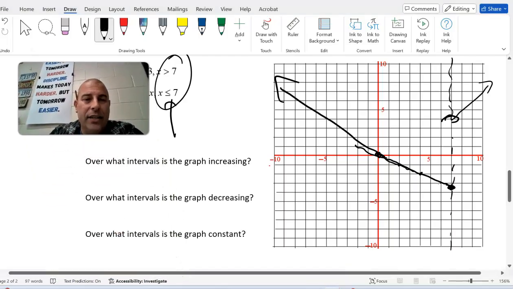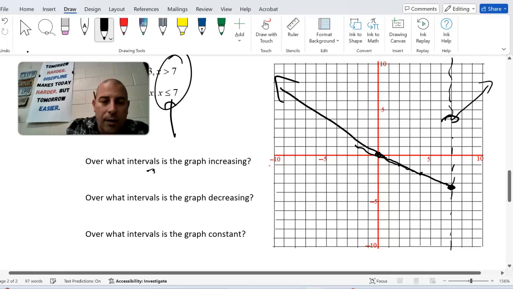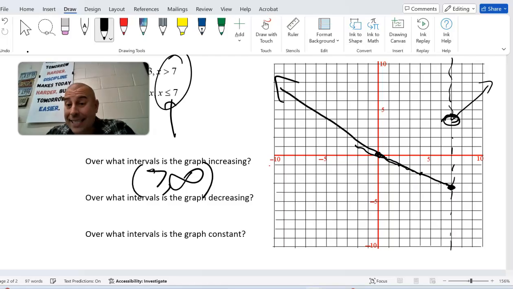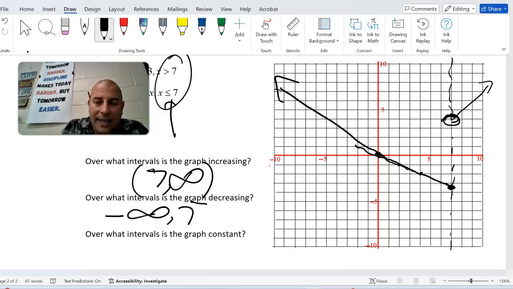Where are we increasing at? Well, we are increasing right over here on this far right side, because as we go left to right, the graph is going up. So that's going to be from 7 to infinity. We've got our open circle, so we're going to be parentheses here. Decreasing, well, again, we're kind of going down the slide here. Again, it's always left to right. We're going from negative infinity to 7. We've got our bracket that's there.